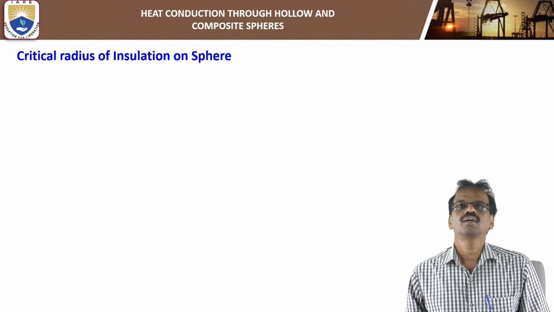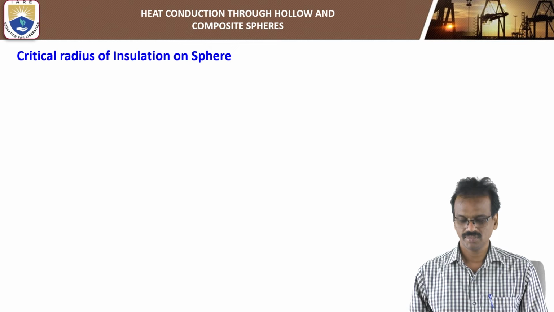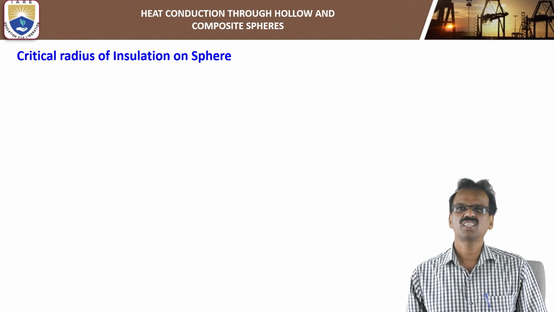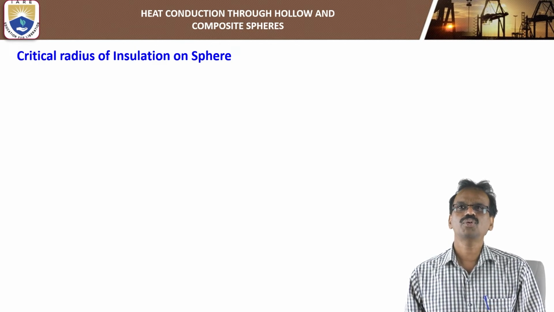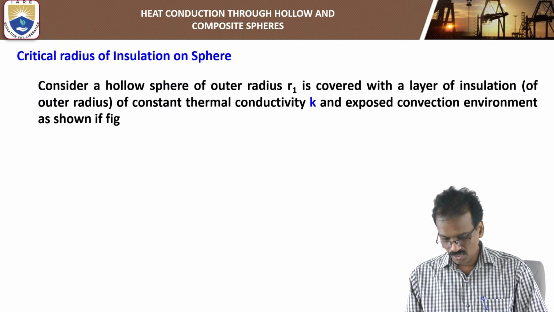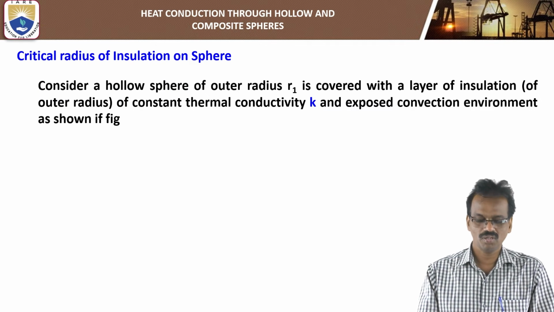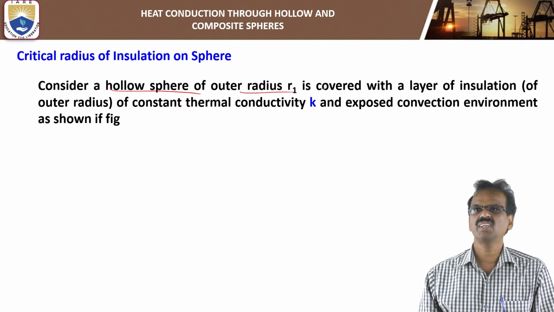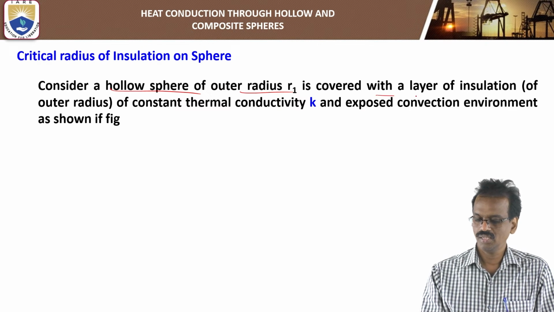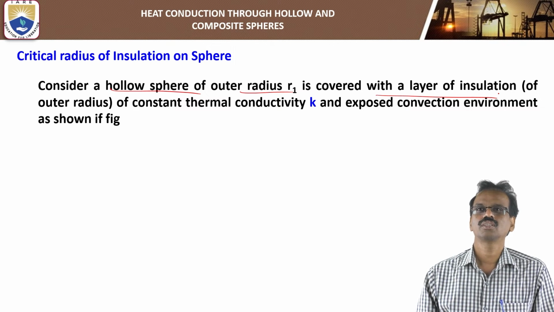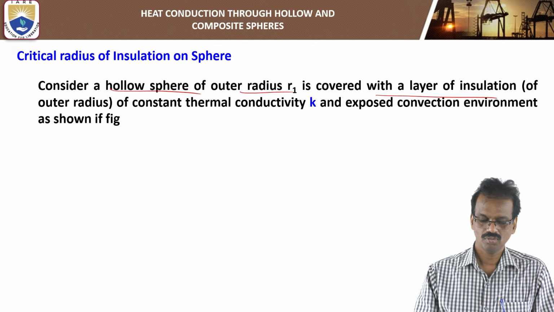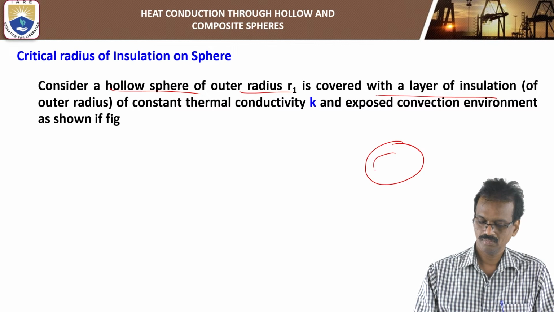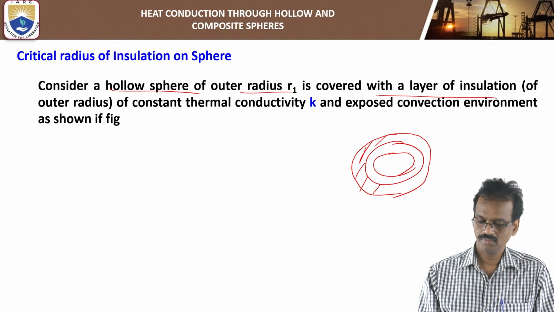Now we'll see the critical radius of insulation on the sphere. We already discussed the critical radius of insulation for cylinders also. The same process we have to use here. We are considering a small hollow sphere of radius R1, covered with a layer of insulation. So the hollow sphere is covered with the insulating material.